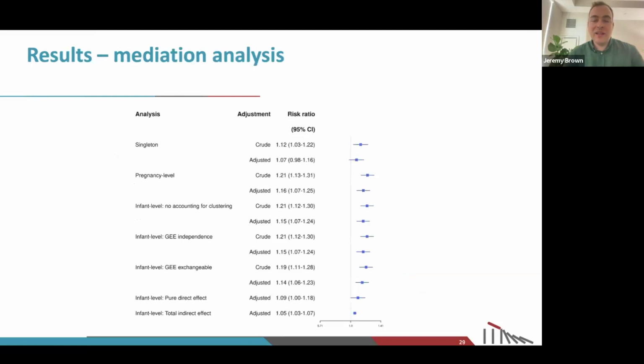And if we add the mediation analysis, we can see that for the pure direct effects, the estimated risk ratio is 1.09 with a confidence interval touching the null. And we also have some evidence for an indirect effect, but again, the association is quite small at 1.05. So in general, there's not strong evidence for a strong association between clomiphene use and malformations. And some of the association that is there may be due to multiple gestation.